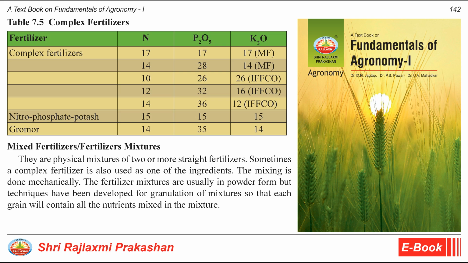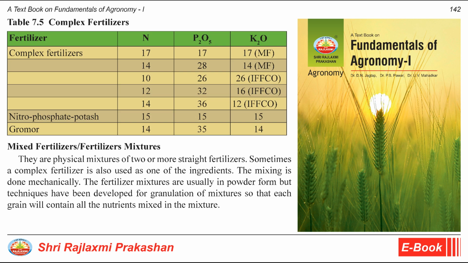Complex fertilizers: N14, P2O5 28, K2O 14, MF. N10, P2O5 26, K2O 26, IFFCO. N12, P2O5 32, K2O 16, IFFCO. N14, P2O5 36, K2O 12, IFFCO. Number 2, nitrophosphate potash: N15, P2O5 15, K2O 15. Number 3, Gromor: N14, P2O5 35, K2O 14.